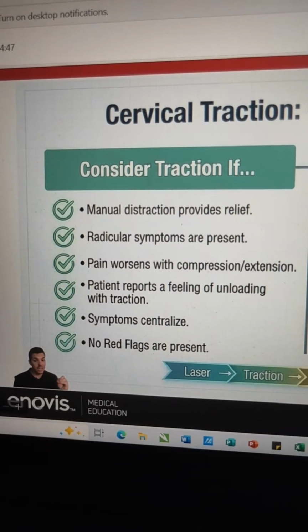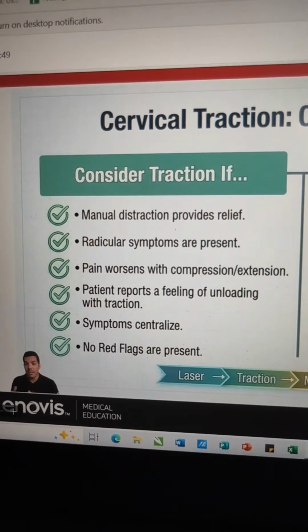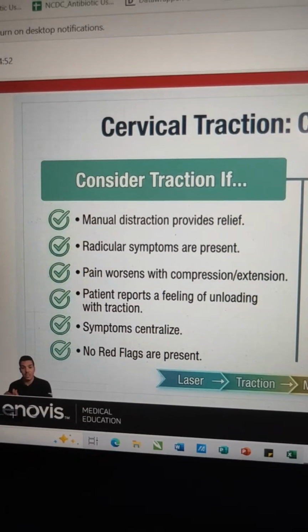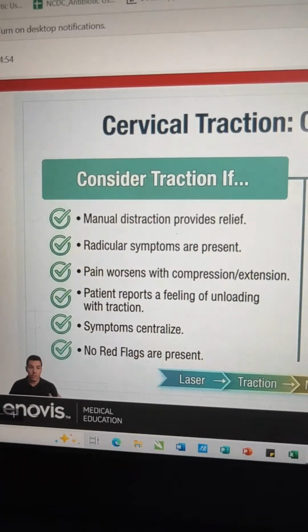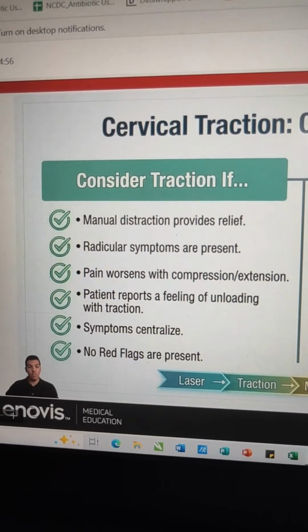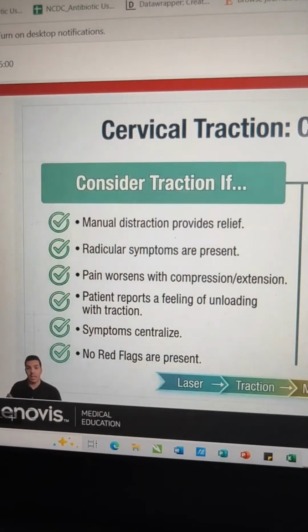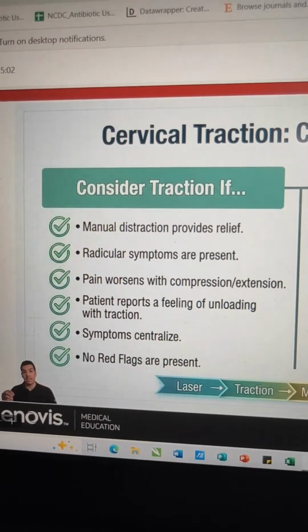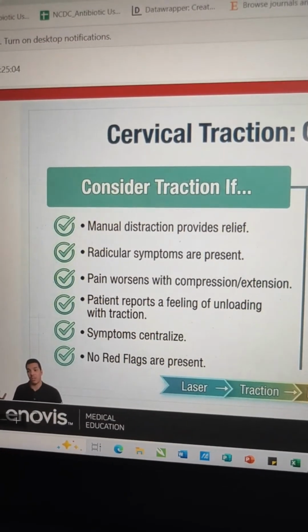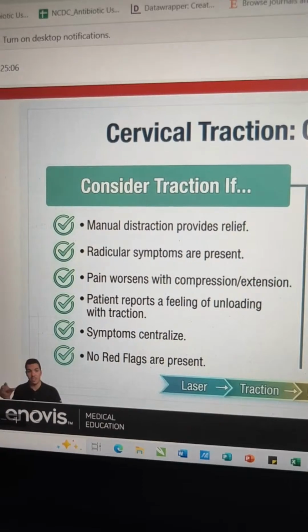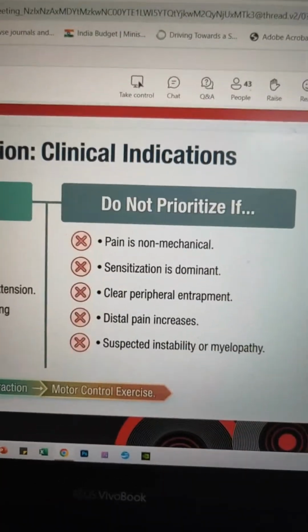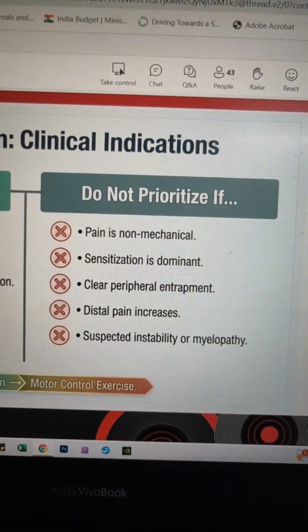Nor should we continue if, when we start to apply it, the distal pain increases, more paresthesia appears, or there is a suspicion of instability or myelopathy. Traction, apart from being an intervention, is also a therapeutic test because we can see whether the patient responds well or not, which already gives us some guidance. If the response is unfavourable, then we stop and review our working hypothesis, all right?